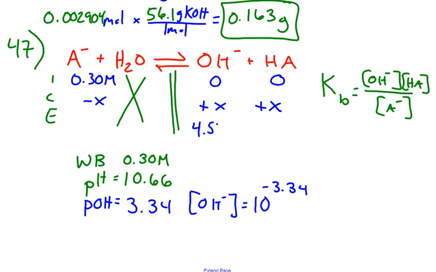It's 4.57 times 10 to the negative 4. So that means I have, I'm going to run out of room here, 0.30 minus 4.57 times 10 to the negative 4th, which may not affect that too much. I don't know if that's going to affect that at all.